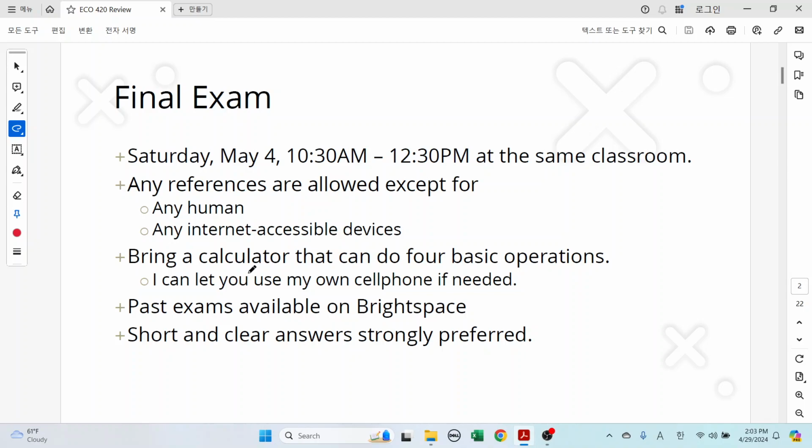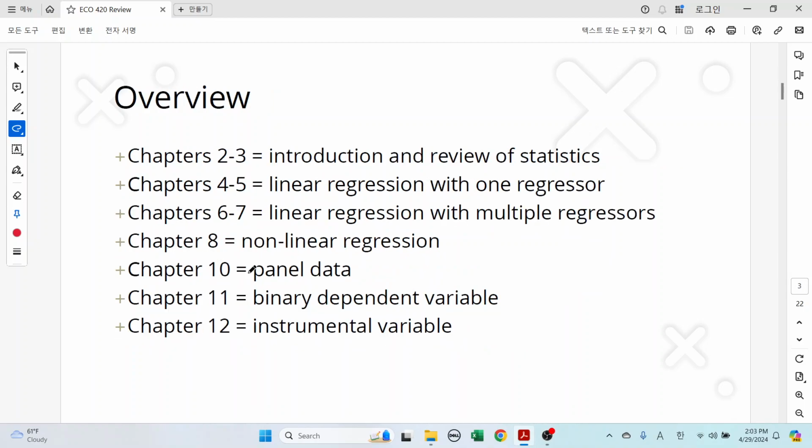So check on Brightspace. And also the final exam is short answer questions, and you can see that from the past exams. As you can tell from there, it's pretty straightforward, I believe. So if your answer is too long, that means something is not quite right, right? Okay, and then let me start the review.